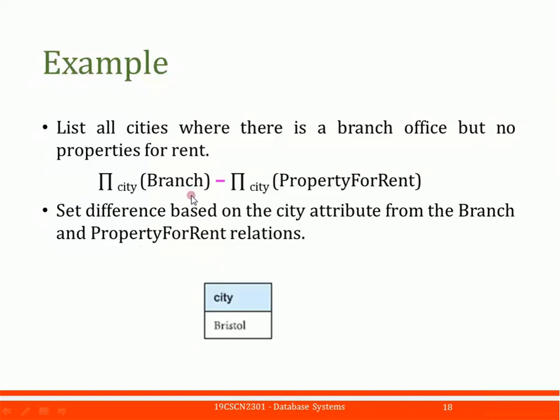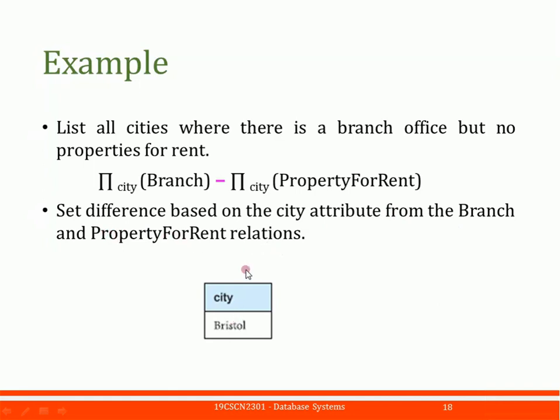Example in the branch and property for rent, minus. So this lists all cities where there is a branch but there is no property for rent. The tuple has to appear in the branch but not in property for rent. Only those cities which are present only in the branch relation will be listed here. So this is the output of the set difference based on the city attribute from the branch and the property for rent relations.